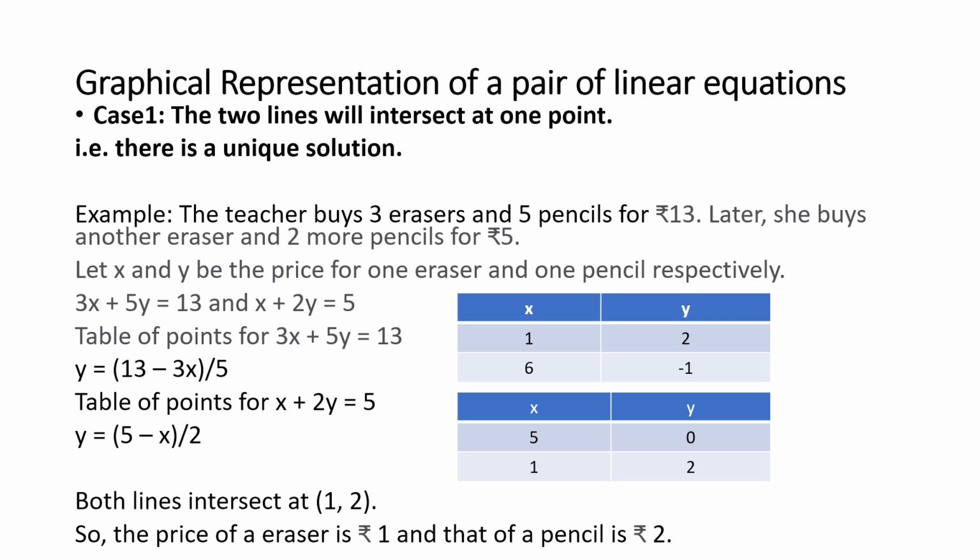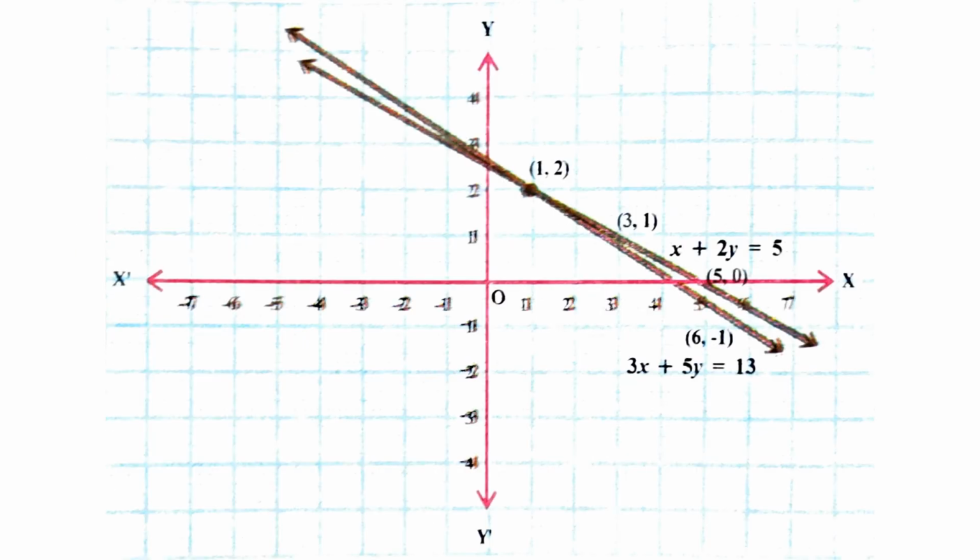Now we will see in the graph that both the lines intersect at a point which is (1, 2). And this point will give us the solution of the given situation. So both lines intersect at the point (1, 2), meaning the price of the eraser is rupees 1 and that of a pencil is rupees 2. Let us see the graph. When we plot the two lines on the graph using the points just obtained, we get that both the lines are intersecting at the point (1, 2).